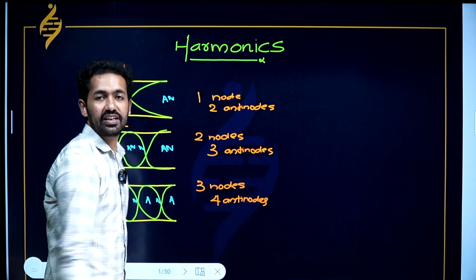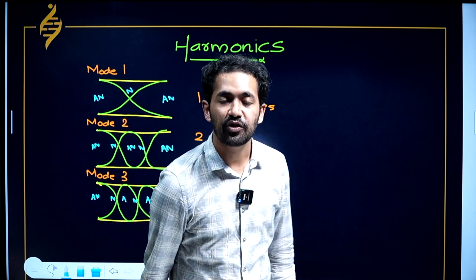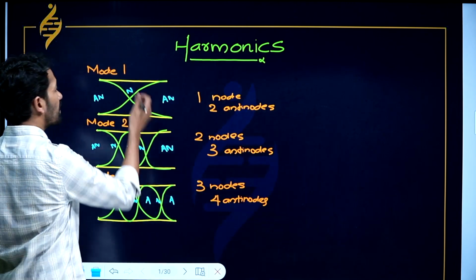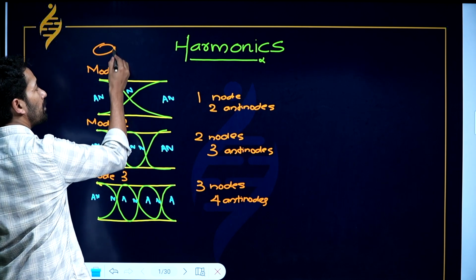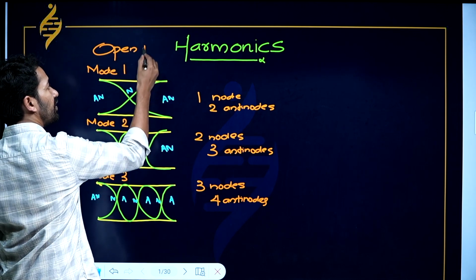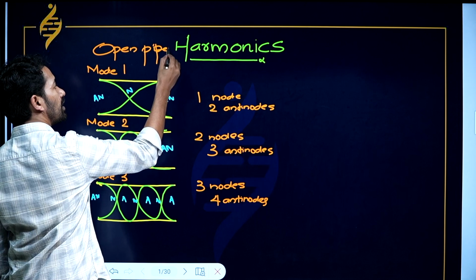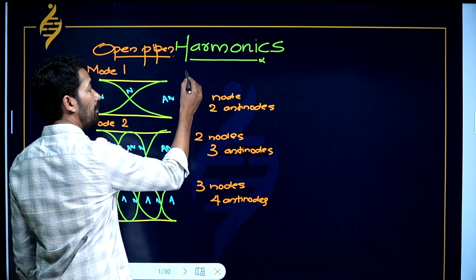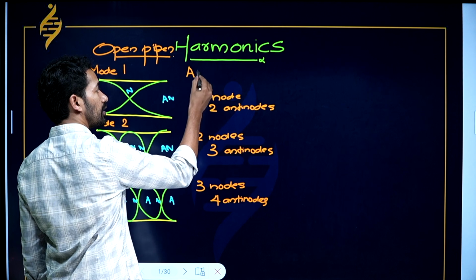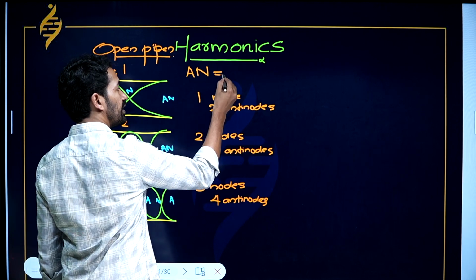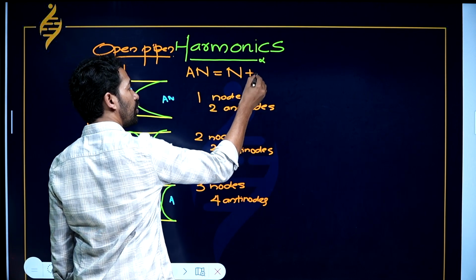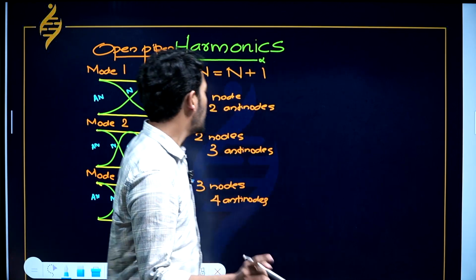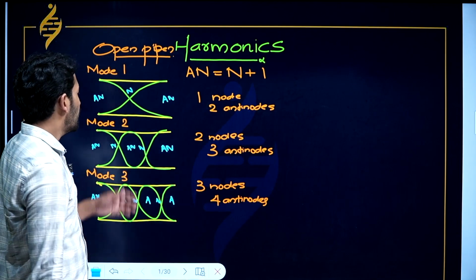So what did you understand? The number of antinodes is equal to the number of nodes plus 1 in the case of an open pipe. We are dealing with an open pipe here, because the two ends are open. In the case of an open pipe, number of antinodes is equal to number of nodes plus 1. Correct?